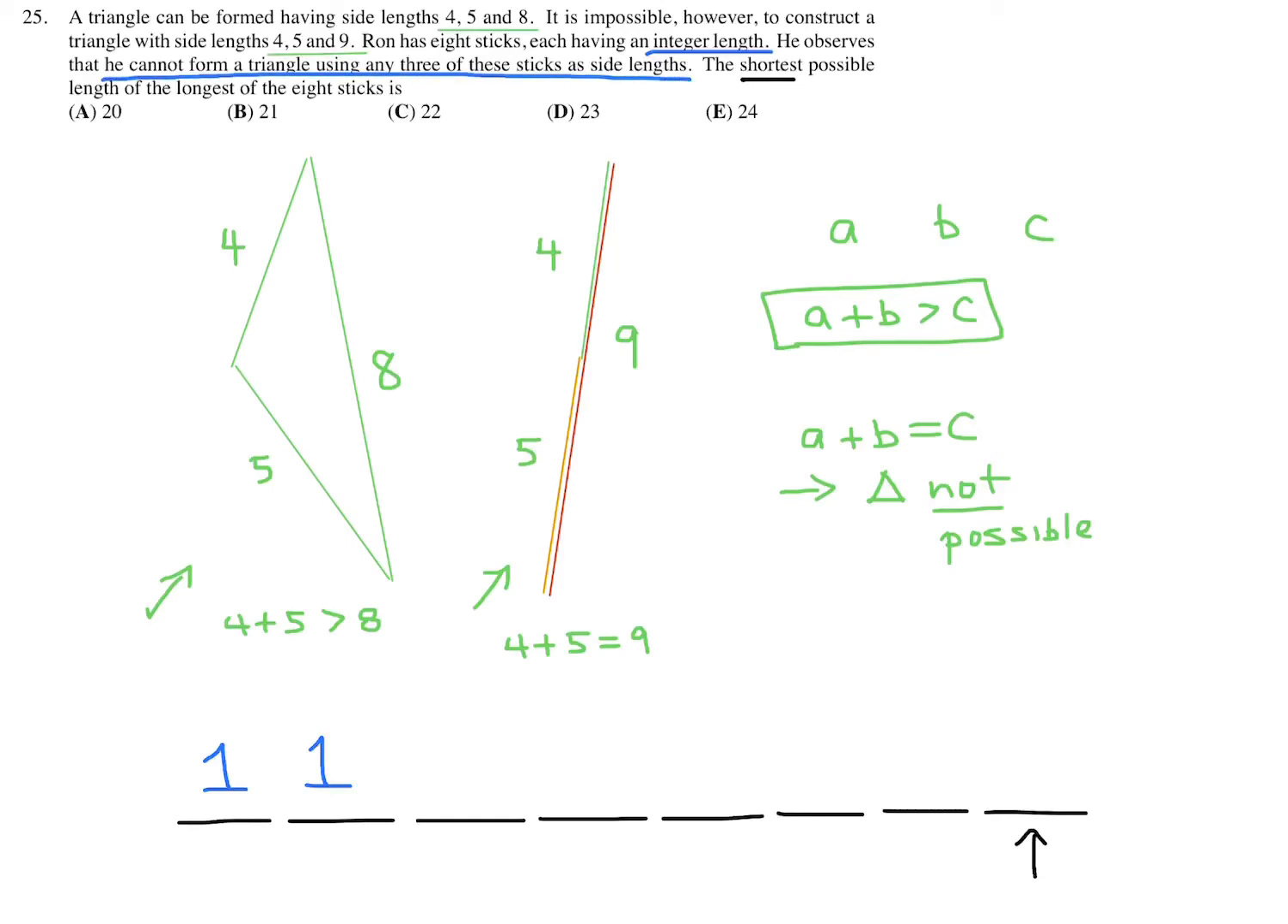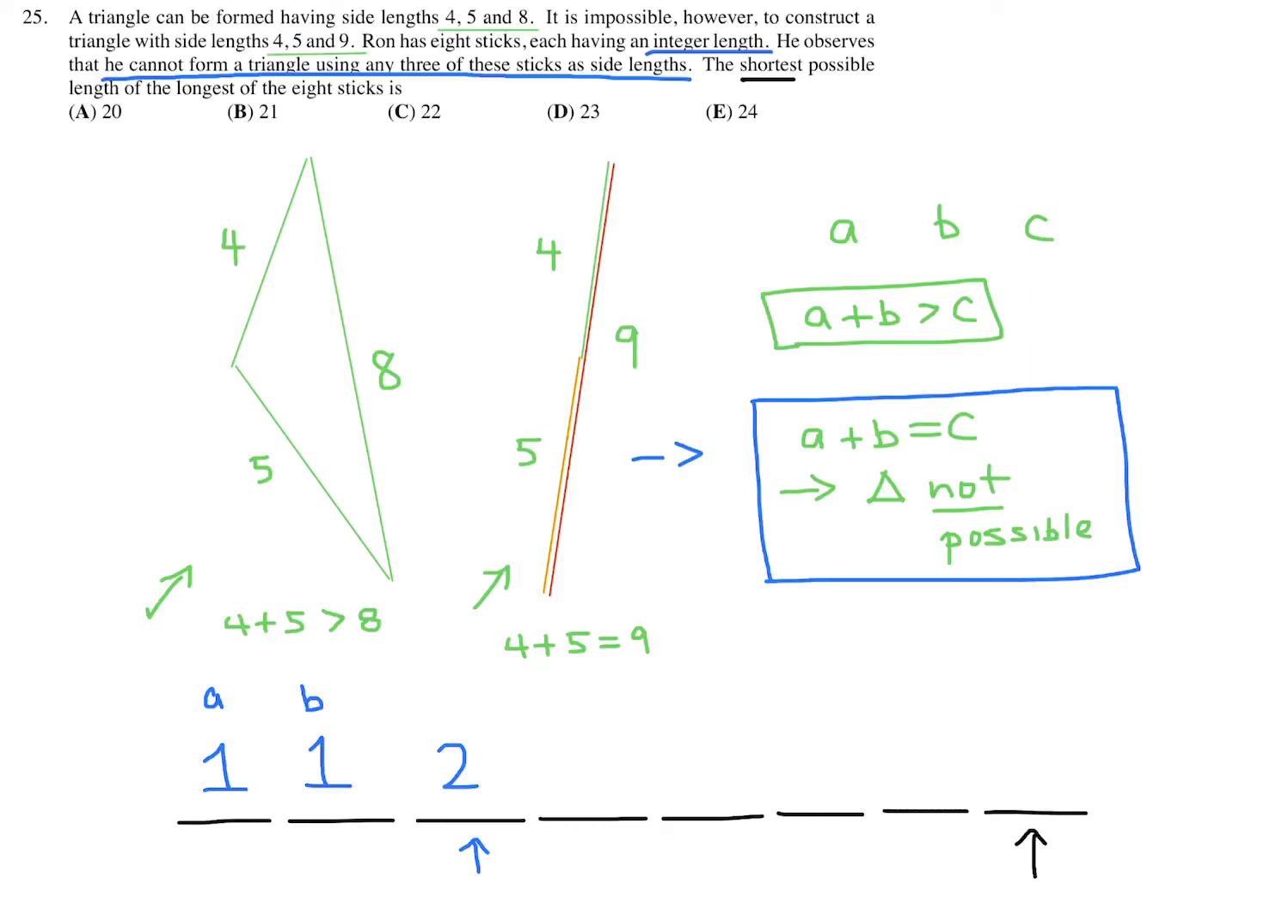So the first 2 are okay. But the third one, we will use this scenario: A plus B equals C. If you do that, you can't make a triangle. So if this was A and this is B, C will be equal to 2, right? Because with these 3 numbers, 1, 1, and 2, it's impossible to make a triangle. And we explained that a little bit earlier. So let's just keep going using that rule right there.